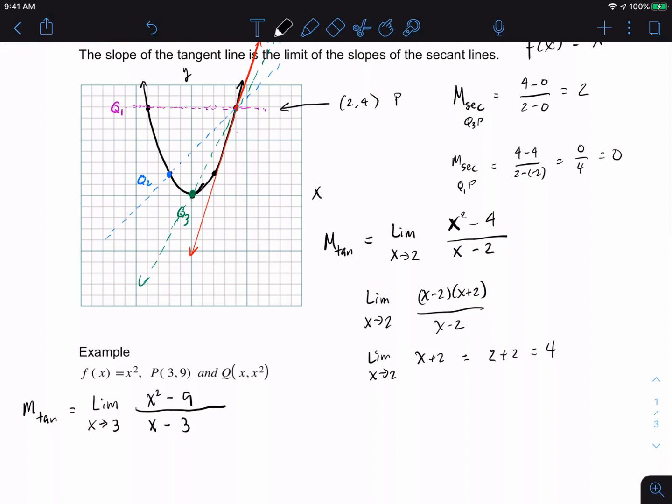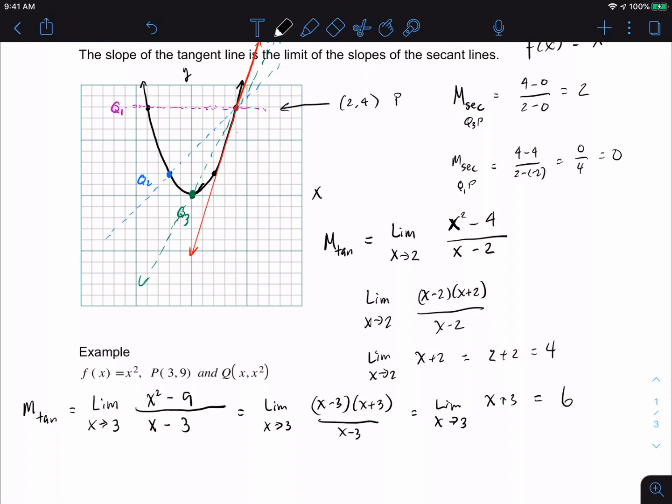Now, from here we know we can factor, and we end up seeing that the limit as x approaches 3 of x minus 3 times x plus 3 all over x minus 3 is going to give me the limit as x approaches 3 of x plus 3, which will give me 6. So what I end up finding out in this problem is that the slope at 3 ends up being 6. The slope at 2 ended up being 4.